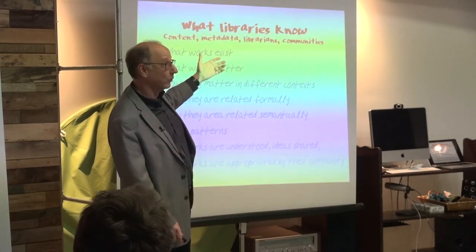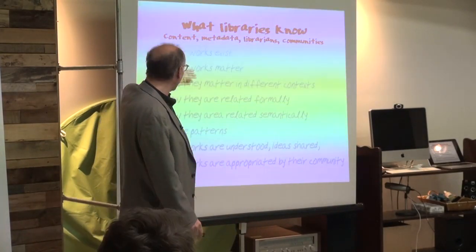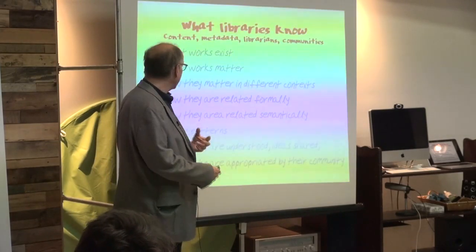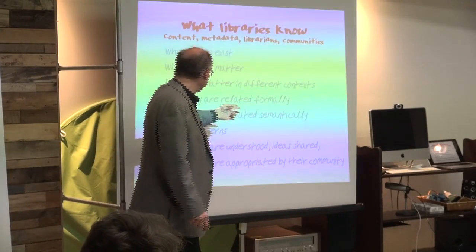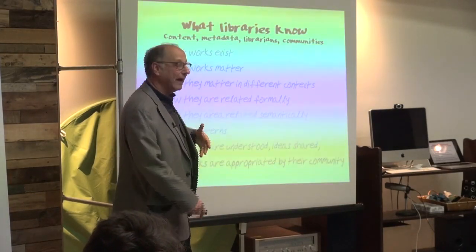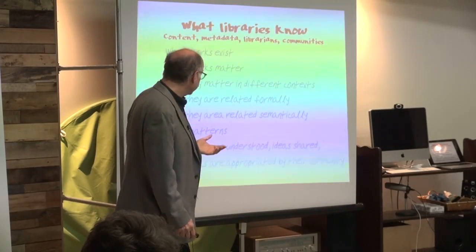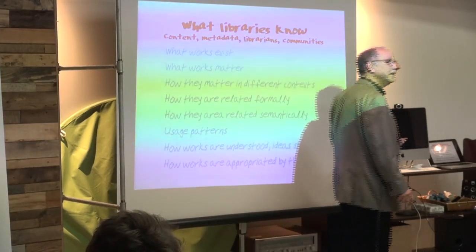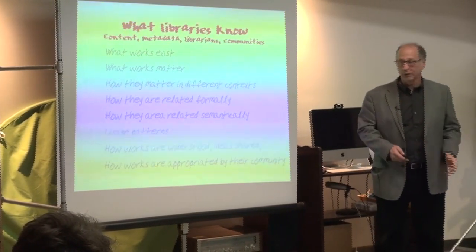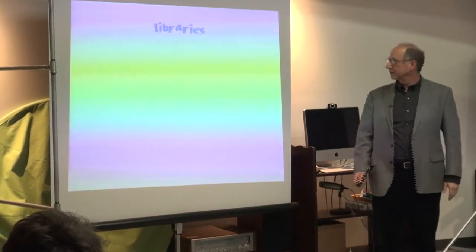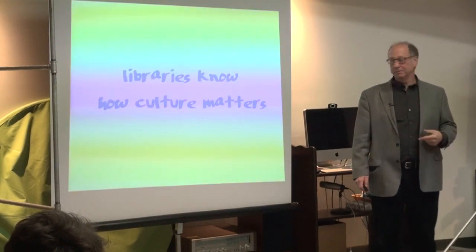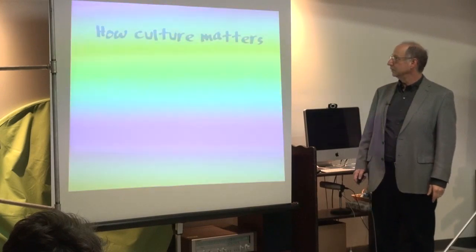So what do they know? They know a huge amount. They know what works exist and why they matter and how they matter in different contexts and how they're related formally, how all of these different items and works are related, how they're related semantically. They know how they're being used. Libraries know, and their communities have a sense of, what the ideas mean to them, to the people who use them, to their communities, how these works of culture are appropriated by the community. In short, libraries know how culture matters, and that's not something we want to lose.